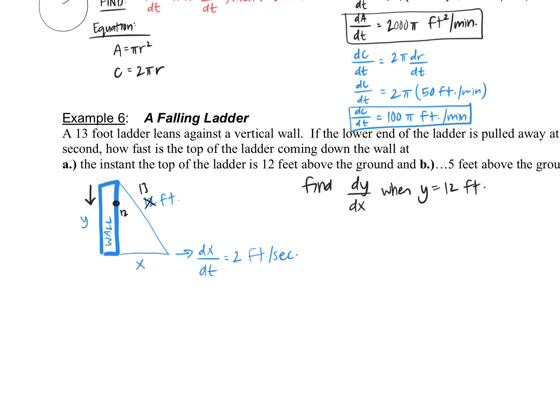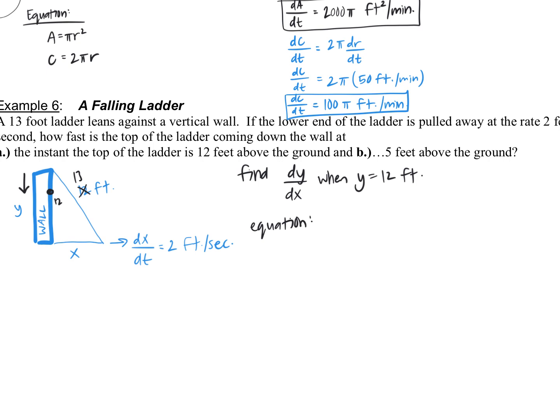So how does the relation of sides work in a triangle, right? We've got x squared plus y squared is equal to our hypotenuse squared. So our equation that we're going to use is Pythagorean theorem because we're not given anything about angles. We're just given side lengths. So I've got x squared plus y squared is equal to 13 squared. And I can go ahead and take the derivative of this with respect to time. So I'm going to have 2x dx/dt plus 2y dy/dt is equal to 0.